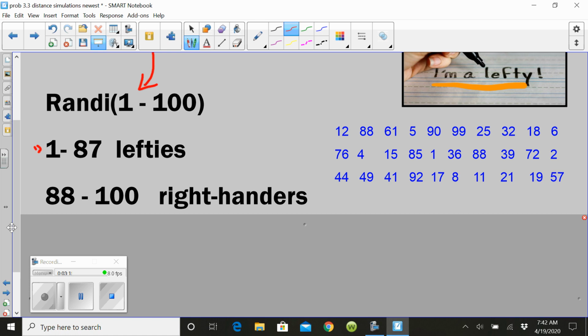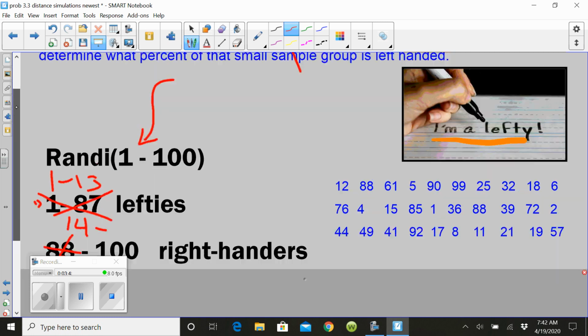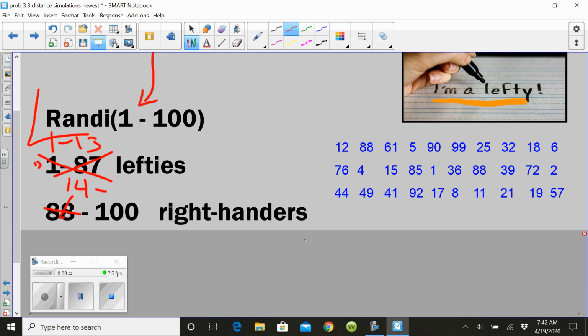These 88 through 100 would be the lefties, but maybe it would make more sense since you're viewing this. 13%, that'll be the numbers from 1 to 13 are the lefties. And then I'm going to change this, and I'm going to say that 14 through 100 would be the right-handers. So 1 through 13 will be the lefties, that's the 13%. 14 through 100 are the right-handers. So I've got my randInt statement. It's right here. I'm declaring what each of the numbers mean here. And then thirdly, I've generated my data, and it's right here.